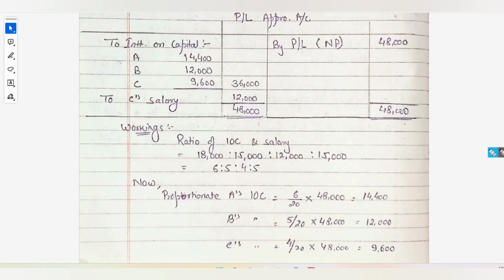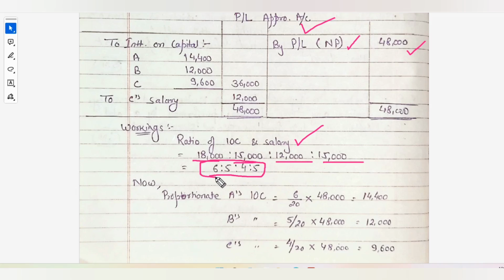So first of all, while preparing the P&L appropriation account, we have to write the net profit here as 48,000 as it is given in the question. Then, because the net profit does not allow the partners to be paid the total amount of interest and salary because of the smaller amount, we need to make the ratio of interest as well as salary. So the actual amounts of interest are rupees 18,000, 15,000, 12,000, and the salary is rupees 15,000. It will be 6 is to 5 is to 4 is to 5.